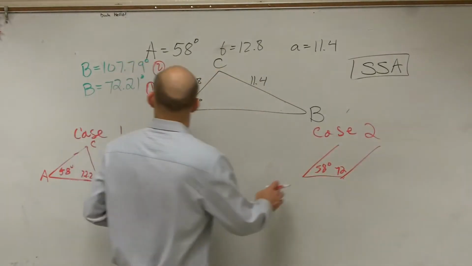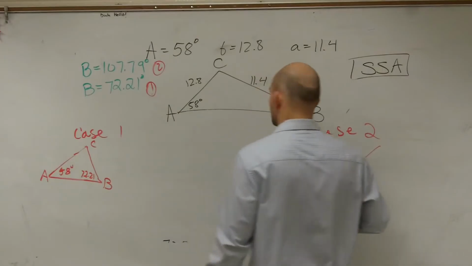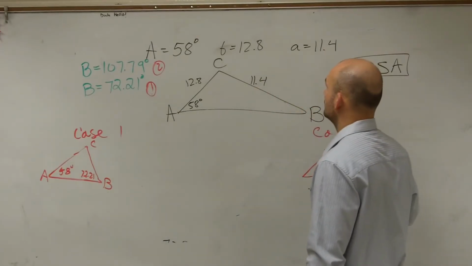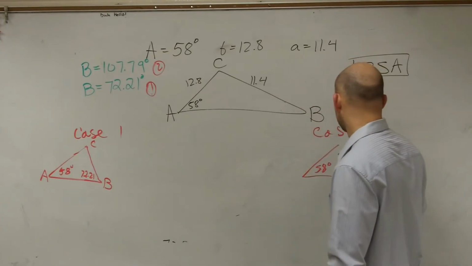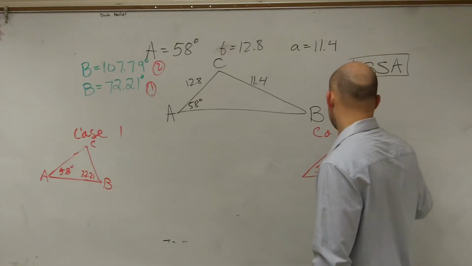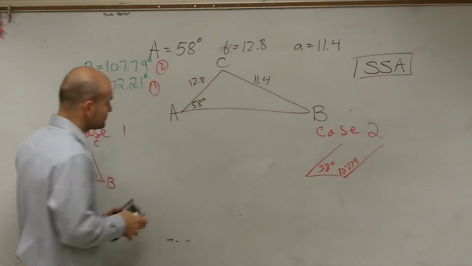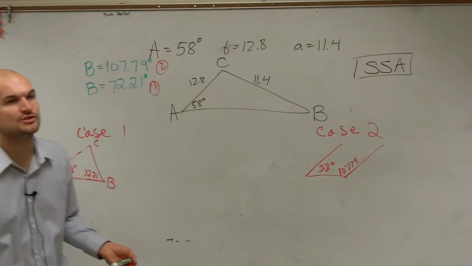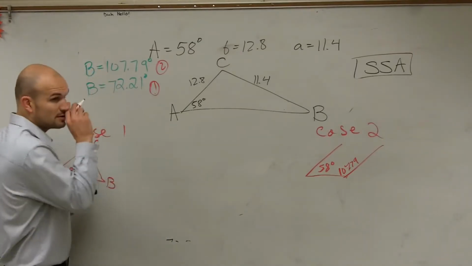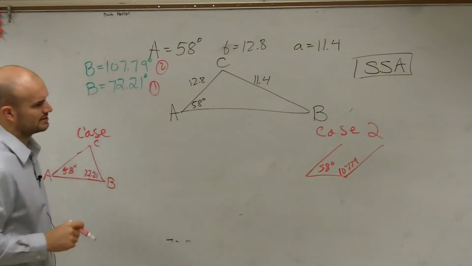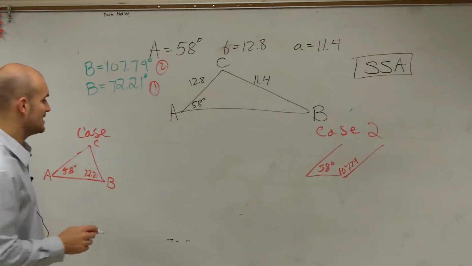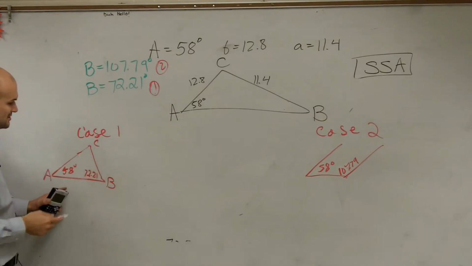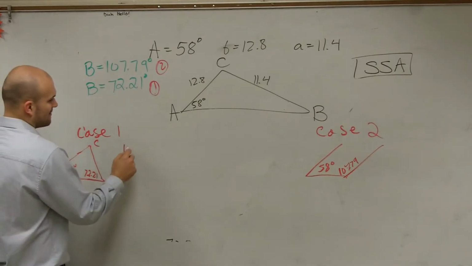So, number 5 then. What did I find? A, B. So we said B could equal 107 degrees. All right. So now what I want to do is see, do either of these both work? So let's take a look at case 1. Does case 1 work? If I'm given A and B, can I figure out what C is?